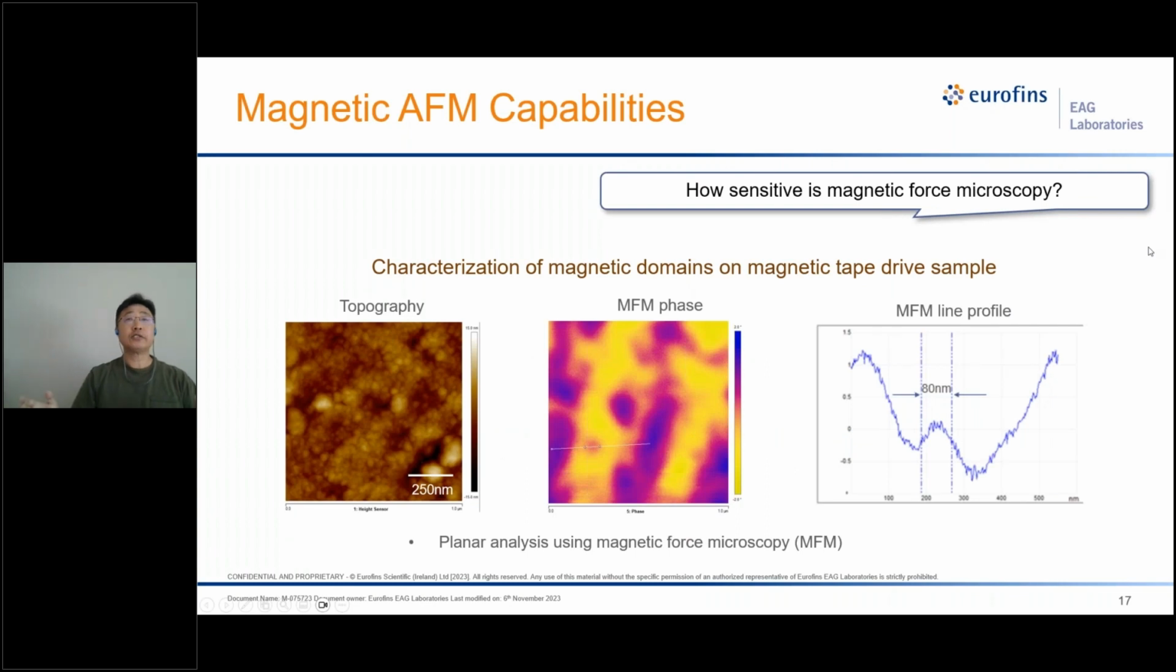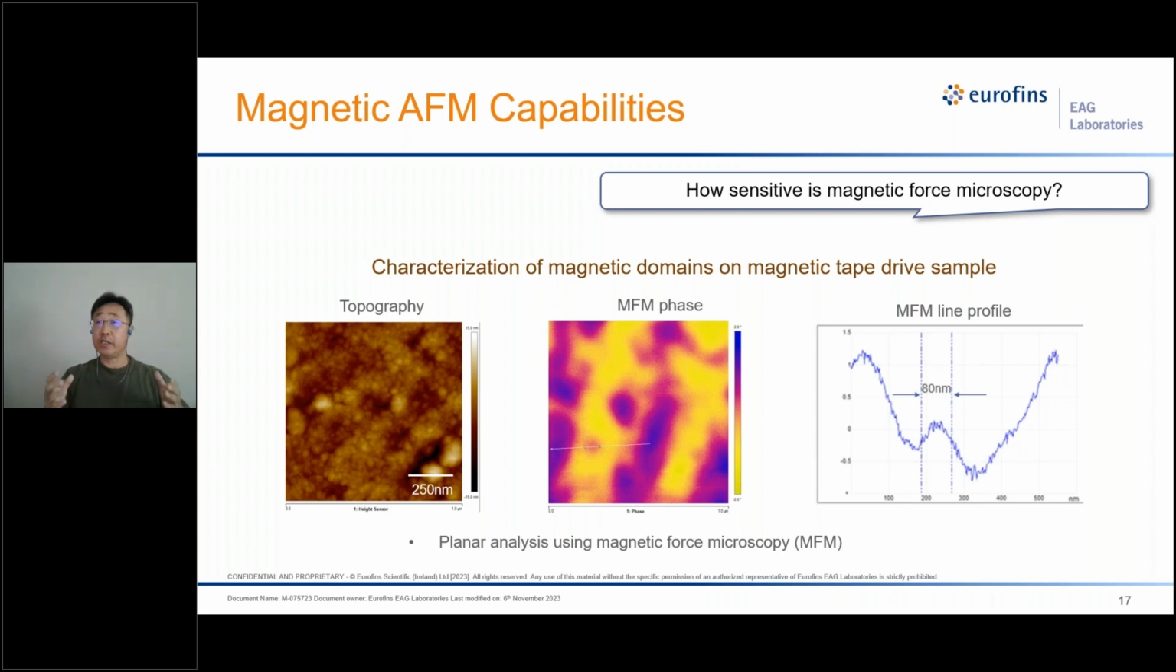On this slide, the question was related to sensitivity of magnetic force microscopy. In MFM, the AFM tip is coated with magnetic film and picks up the magnetic force from a magnetic sample surface. So like other example techniques that I have shown, you get topography by default, and you also get magnetic domain maps simultaneously. On the left is the topography of a magnetic tape drive sample.